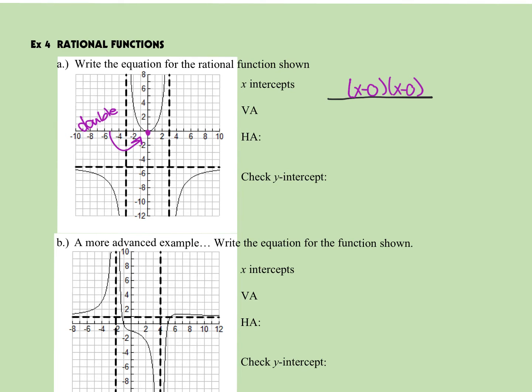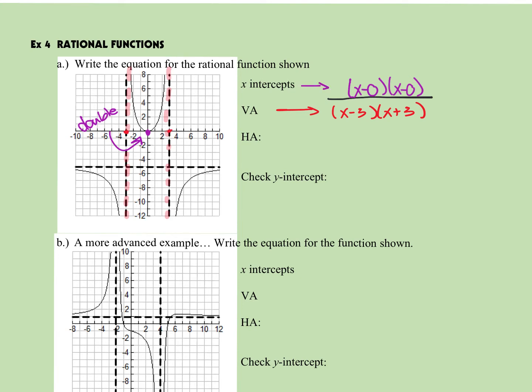Then we're going to take a look at my vertical asymptotes. And of course, with vertical asymptotes, we know where our function is undefined. So I can see that I've got two vertical asymptotes here. Those vertical asymptote expressions should go in the denominator, thus creating the undefined values. So I have an asymptote at -3 and I have an asymptote at +3. So I'm going to say x minus 3 and x plus 3. That's going to create both of those vertical asymptotes.